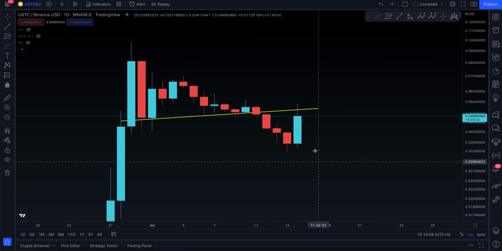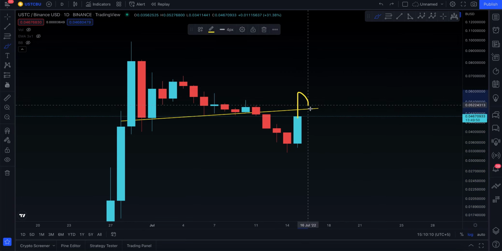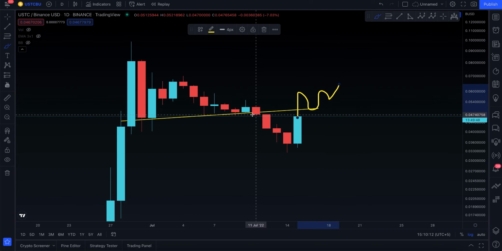If somehow you do come up and break and hold this level like this, then you're breaking all of this bearish structure. Then that's when it's good to say that it's bullish and it's going to continue to go to the upside.